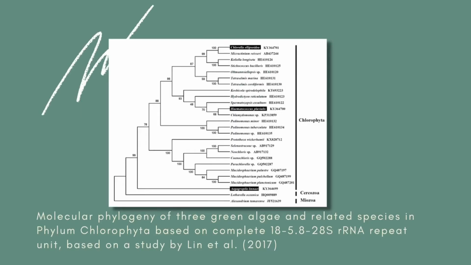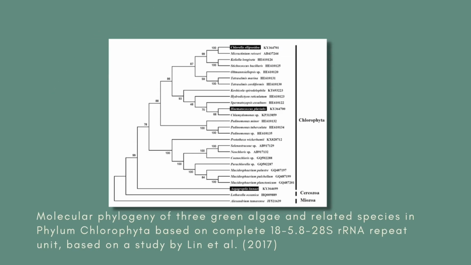In a paper by Lin et al. in 2017, a genome skimming method was used to deduce the complete specific rRNA repeated sequences as a nuclear marker, which is used as a molecular tool to reveal the relationships between green algae.